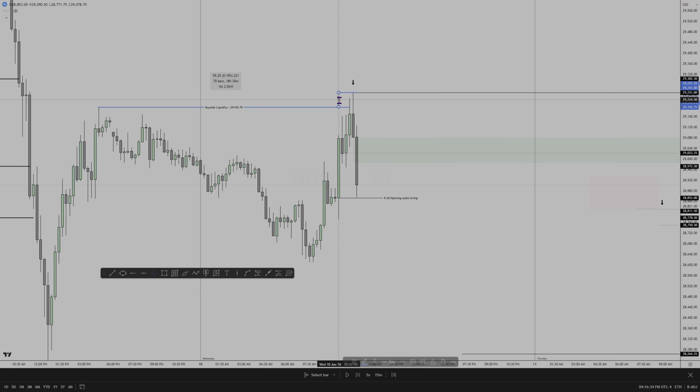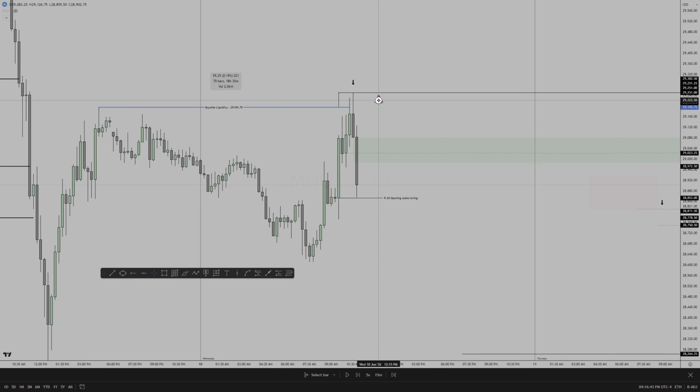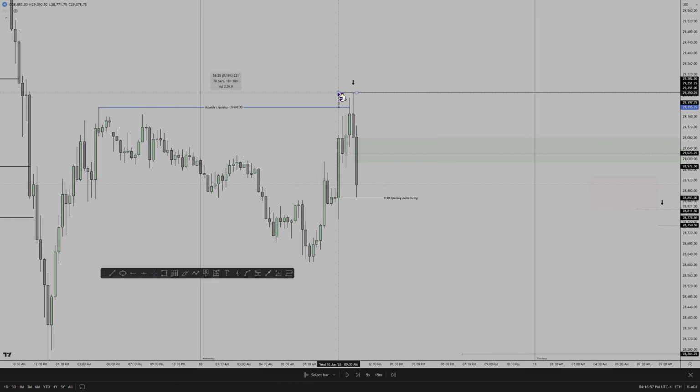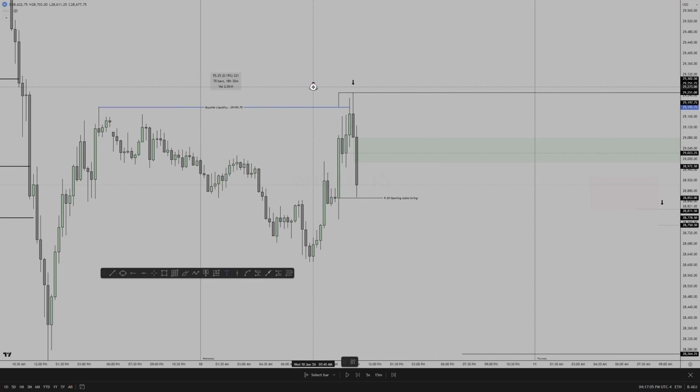Cool. So the range on the sweep is about 55 points. So stop hunt 55.25, which is a tick. For this one, I stretch it across the top. Just make a text for it, honestly.